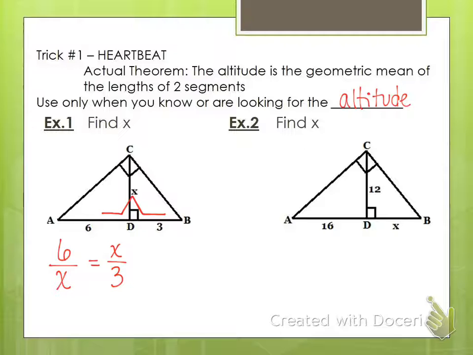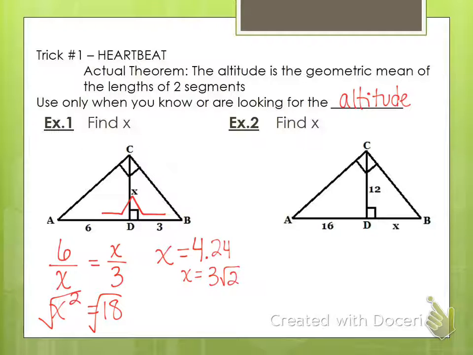But we still need to solve this. So to solve it for x, what would we do? Cross multiply. X squared equals 18. Square rooted. The directions didn't say, so if you give me a decimal, that's fine. What would you get? 4 point what? 4.4? You're going to have to speak a little louder. Okay. Or if you give me the simplified radical, for me that's even better. It would be 3 root 2. I would accept either answer.